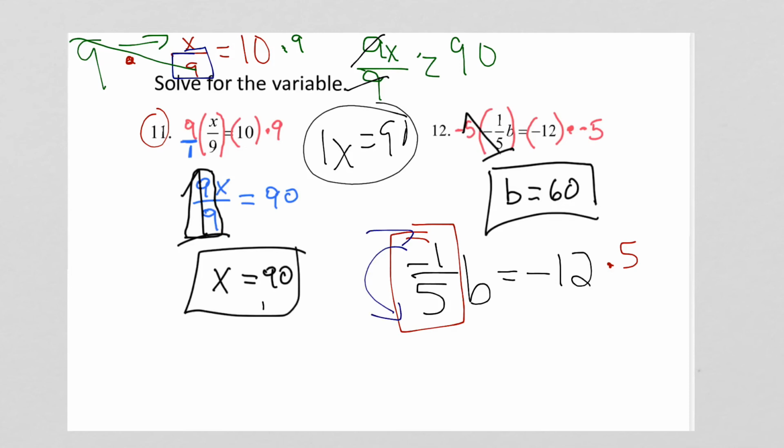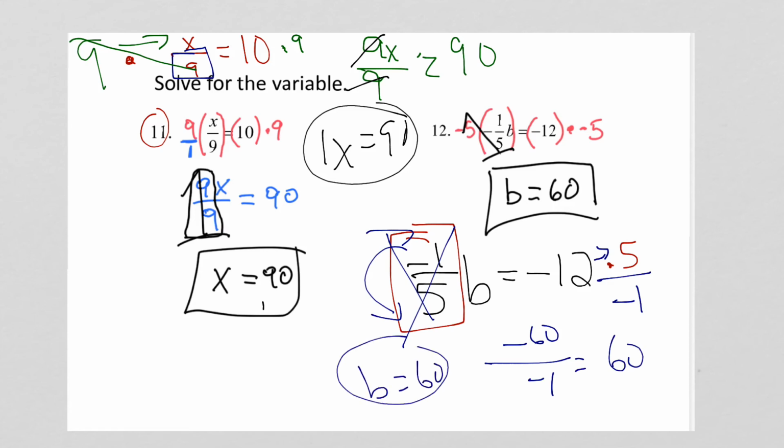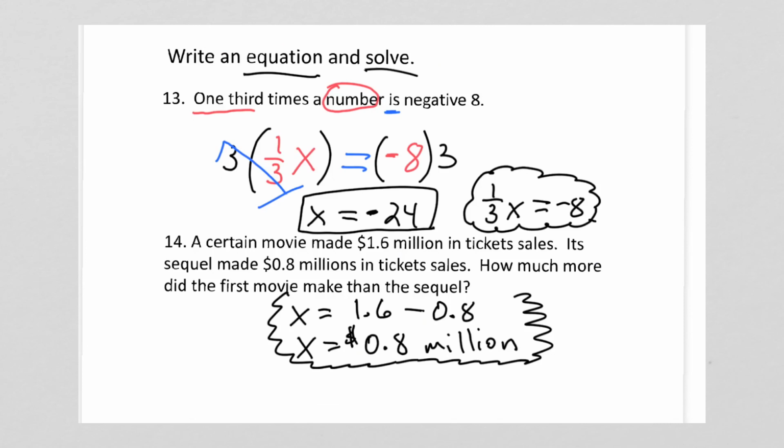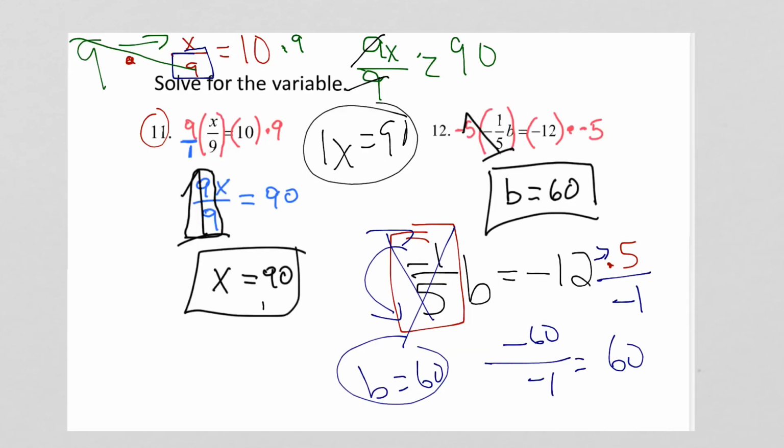So I flip this so it cancels, but I have to keep everything even. So now 5 goes on top, negative 1 goes on bottom. And now I can multiply. Negative 12 times 5 is negative 60 over negative 1, which equals 60. So b equals 60. All right? Don't get too scared about those problems.